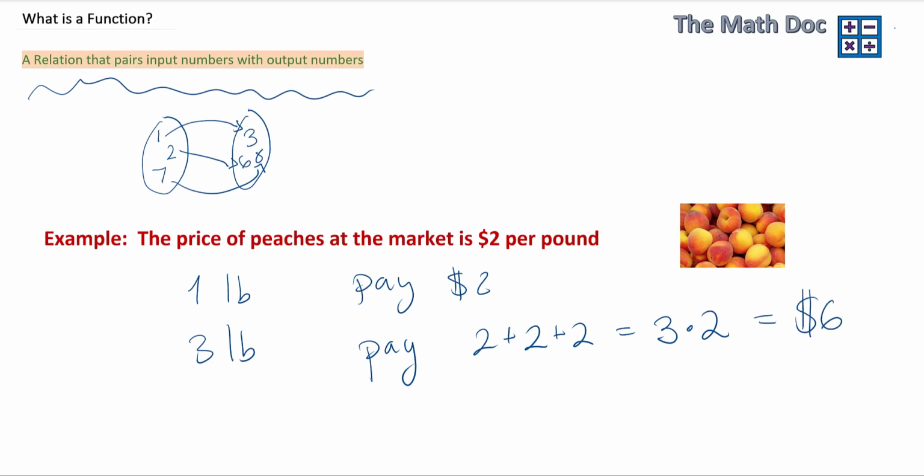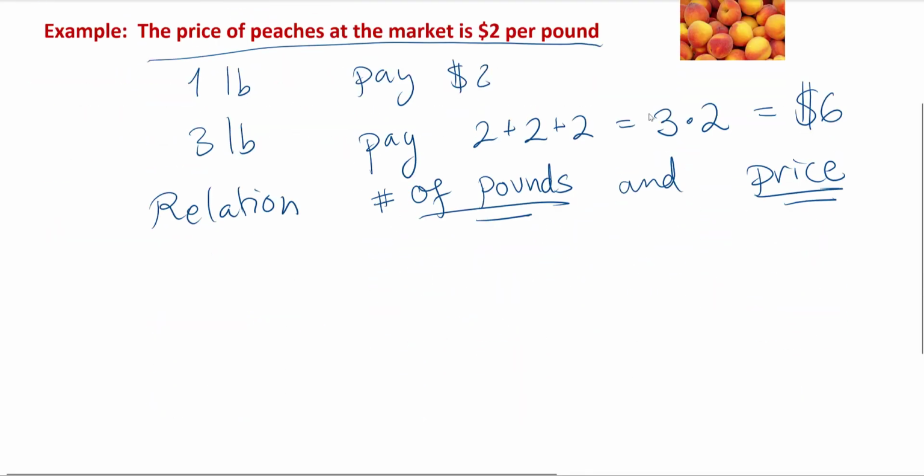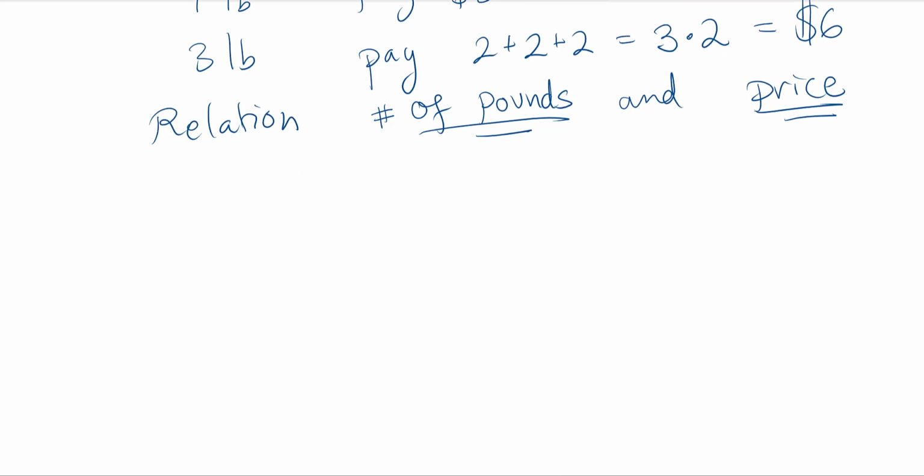So when I say the price of peaches at the market is $2 per pound, I am actually making a relation between how much peaches I'm buying, in this case the number of pounds, and the price. So we have prices and we have the number of pounds, and we are making a relation between these two. So how can we present that relation between the number of pounds and the price?